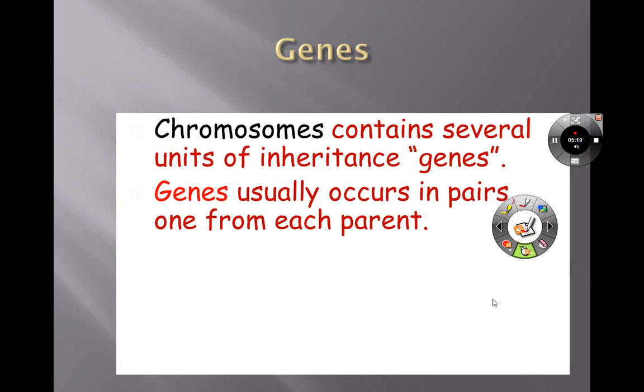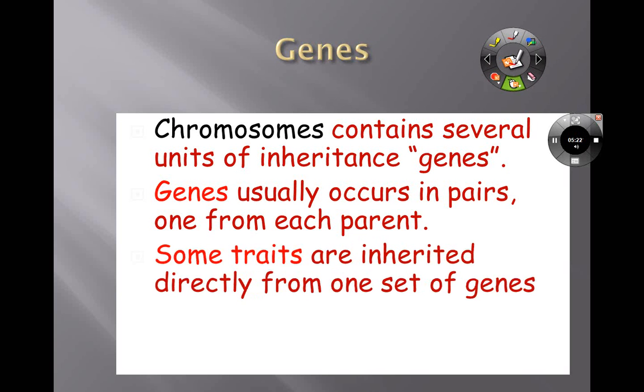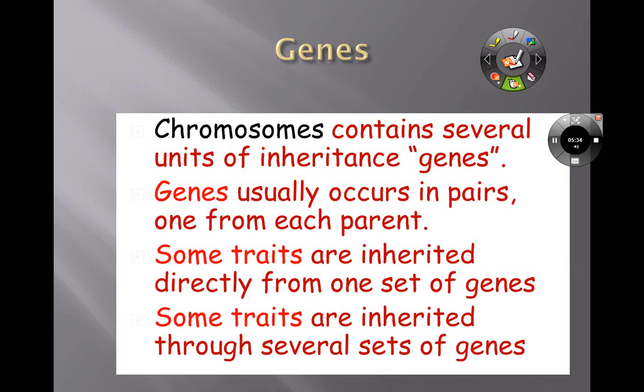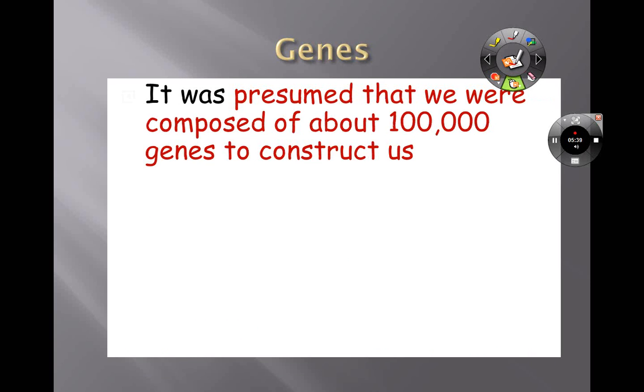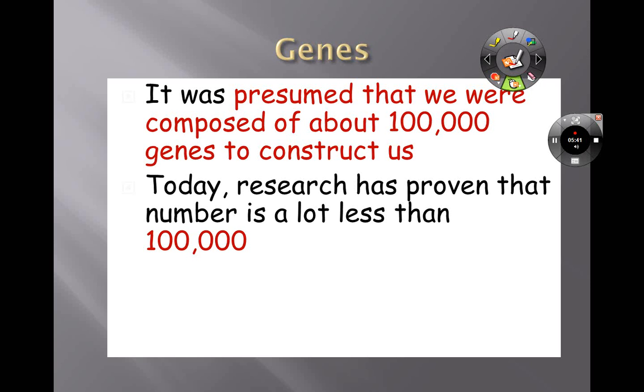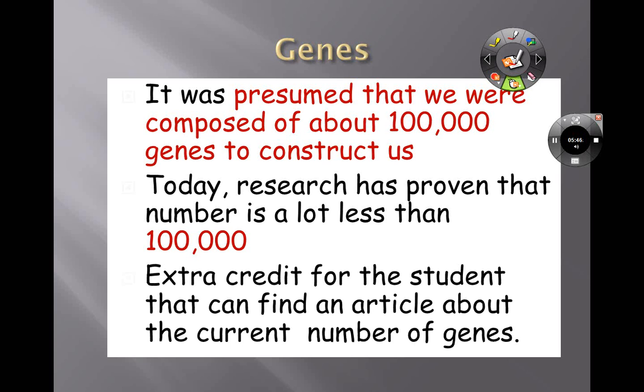Genes. Chromosomes contain units of inheritance called genes. Usually they occur in pairs, one from each parent. Some traits are inherited directly from one set of genes. Some traits are inherited through several sets of genes. It was presumed that there were over 100,000 sets of genes, but this is not true. For extra credit, if you find a report about how many actual genes we have, print out a copy, bring it to me, and I'll give you extra credit.